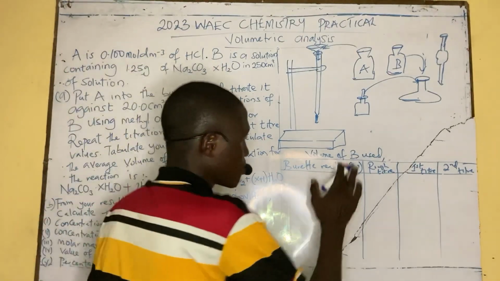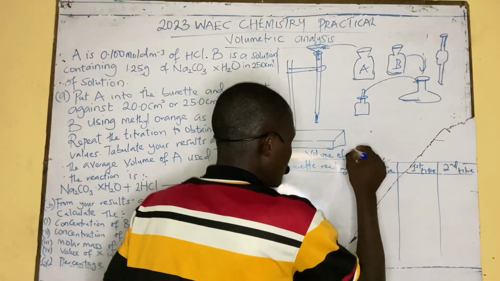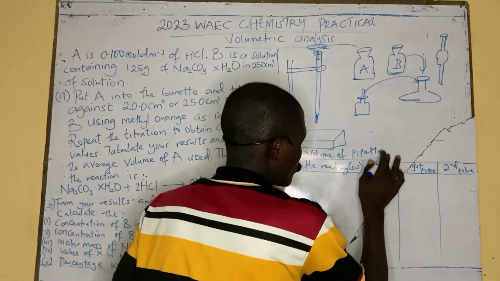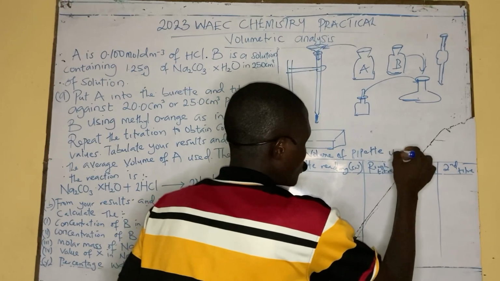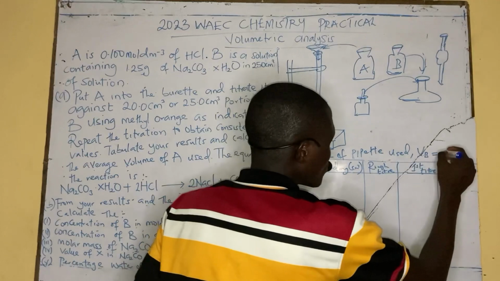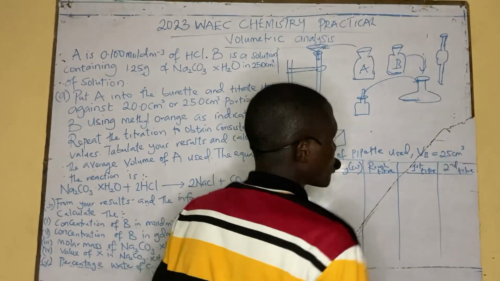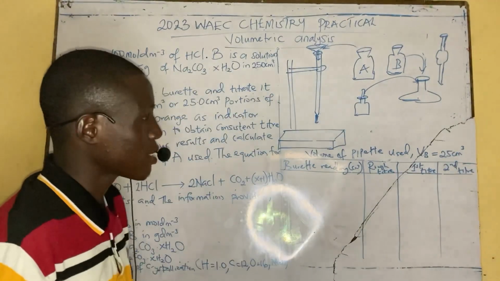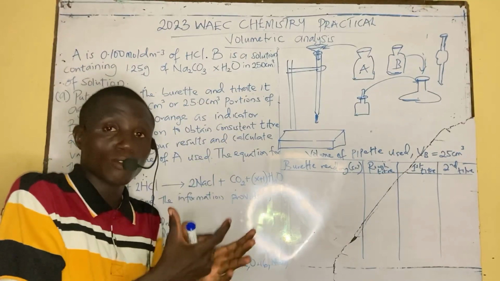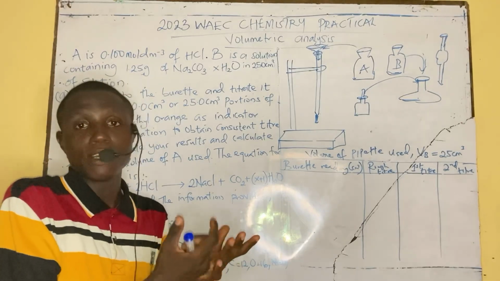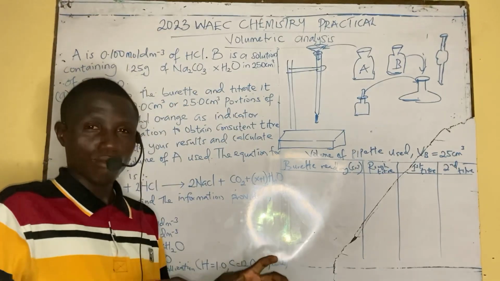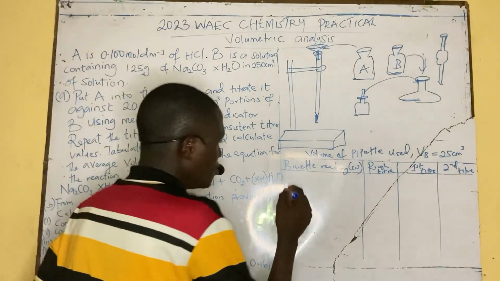But you can also write it as volume of the pipette used, which is the same as VB. The volume of the pipette used, VB, is equal to 25 centimeter cube. It's very important because you can either use 20 or 25, so you have to note which volume of pipette you are using. Is it 20 or 25? It's very important as far as your answer is concerned.